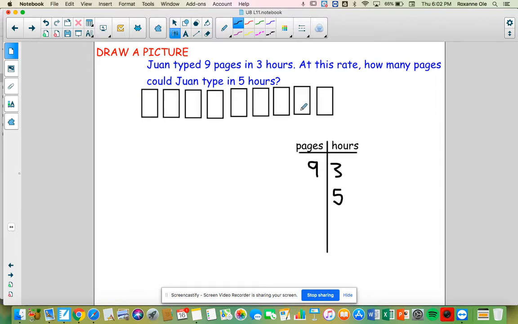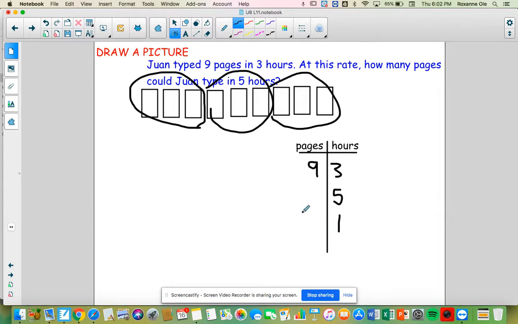One way we could do it is draw it. Here's the 9 pages, and this represents 3 hours of work. So how many pages did he do in 1 hour? 3. So that tells us something. If we know 1 hour, he did 3 pages, could we now figure out how many it would be in 5 hours? Well, from 1 to 5, we multiplied it by 5.